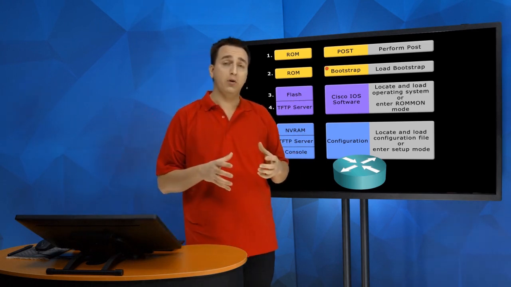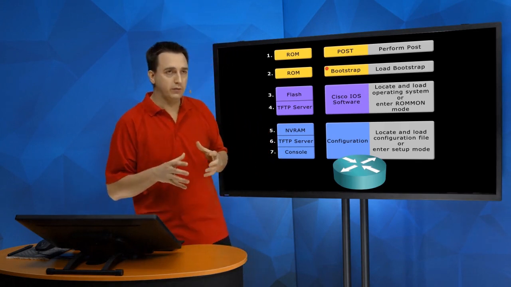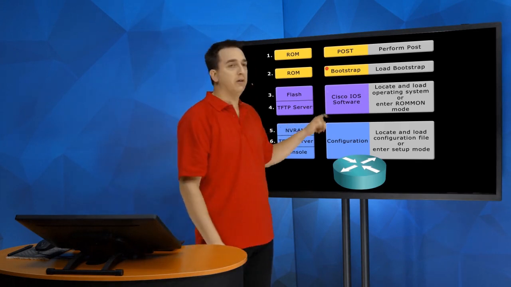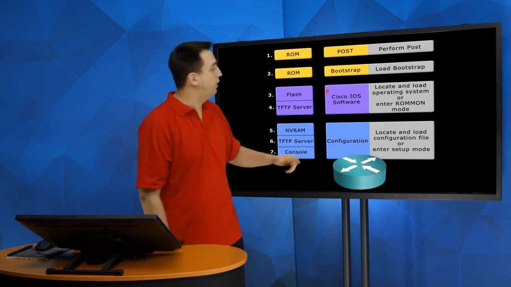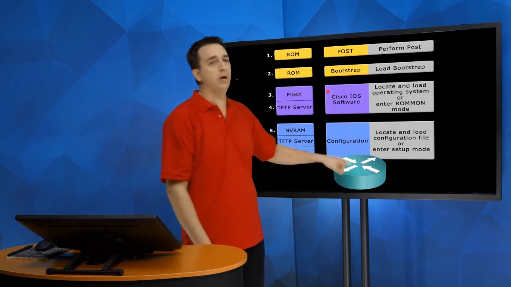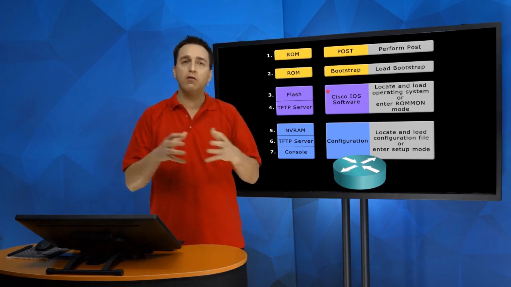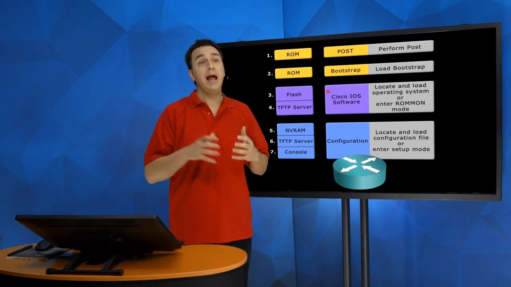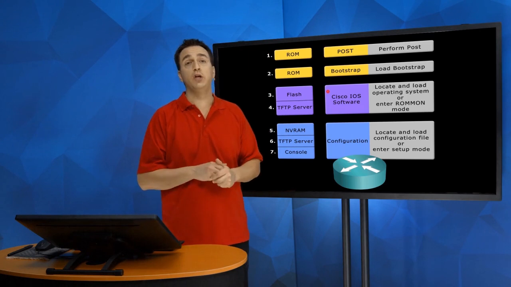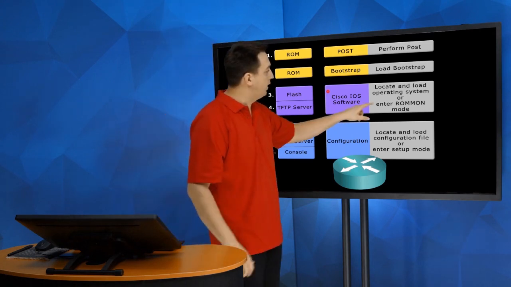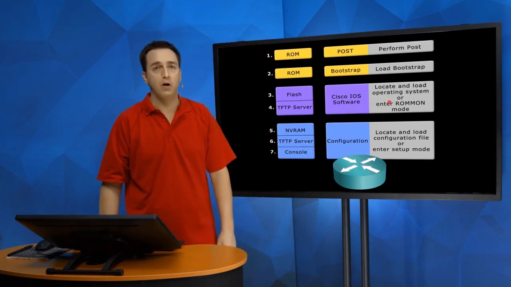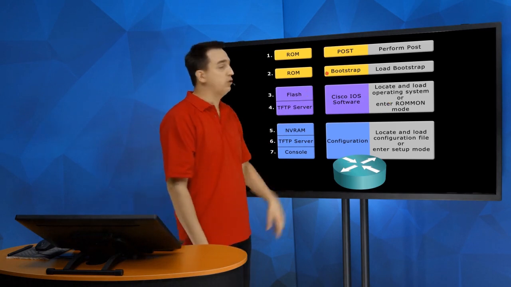And the bootstrap program's going to do a lot of different things for us. First of all, it has to figure out where is the IOS software. So the bootstrap is the one that's locating the IOS software. It is then loading that operating system. And if it can't locate or load the operating system, then it'll make sure that it loads that ROM monitor mode for us.